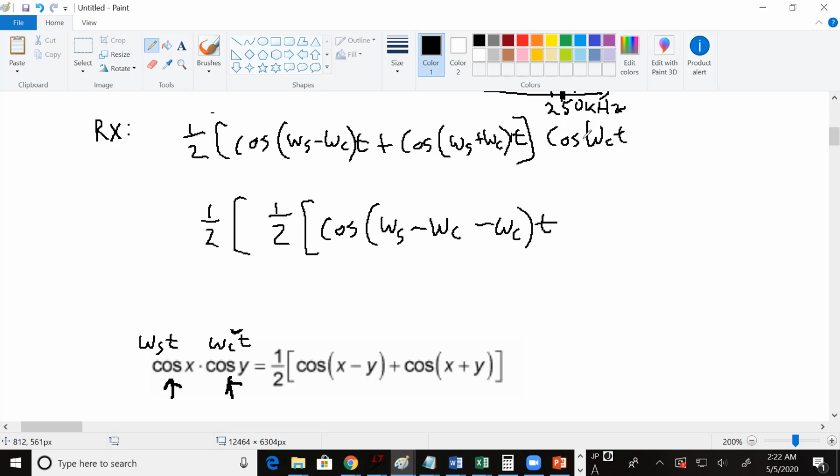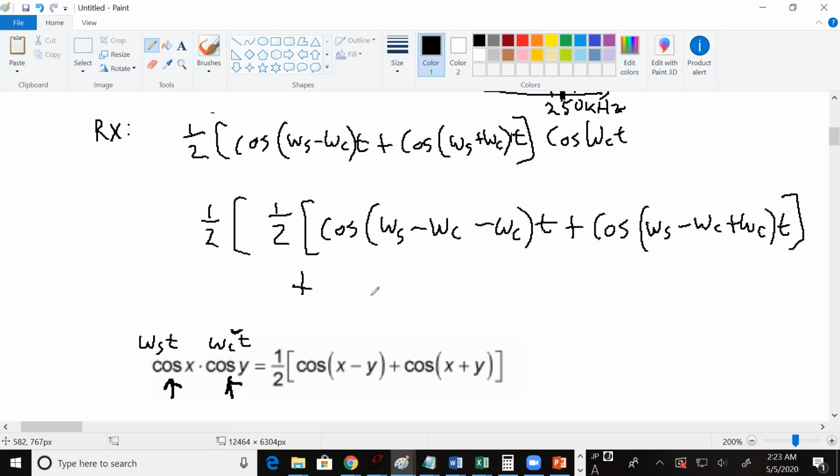That gives you the first term of this frequency times this frequency, and so that's the difference term. Then in this identity you also have your x plus y, and again this is your x: omega s minus omega c plus omega c times t. That's this times the first term.